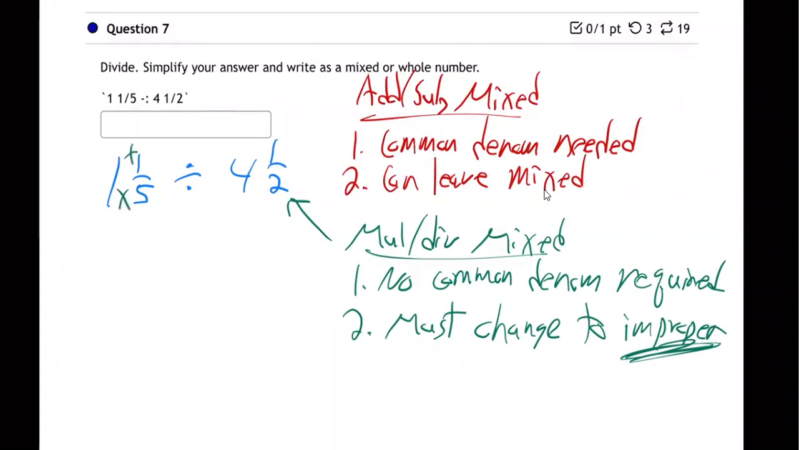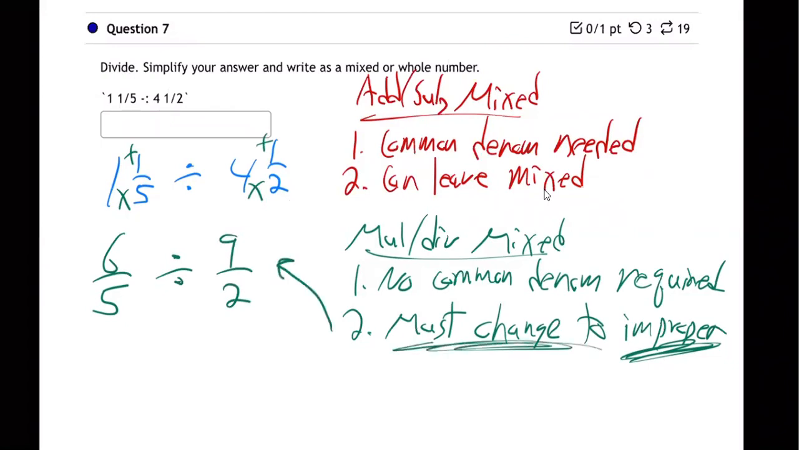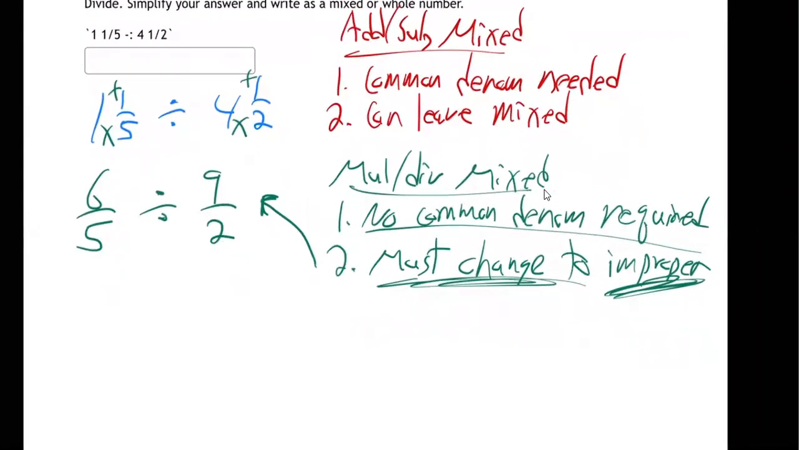So multiply and add. 1 times 5 is 5, add 1 is 6/5, divided by 4 times 2 is 8, add 1 is 9/2. So there it is. That's the first step. I changed them to improper. That's step number 1, because the common denominator step is not required. And now you know what to do from here.